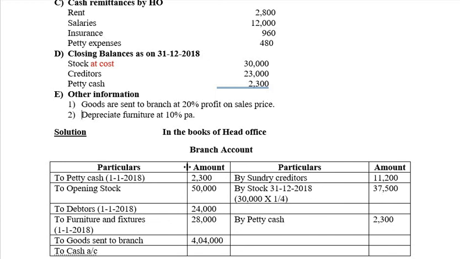Next, I hope you have understood this transaction. Since it is the closing balance, it comes to the credit side of the branch account. But here the stock is being given at cost, so you will add the loading. You will add the amount of profit, that is 20%, and then retain it. That is, by stock on 31st 12 2018, 30,000 multiplied by 1/4 will give you 7,500. So 30,000 plus 7,500 will give you 37,500.